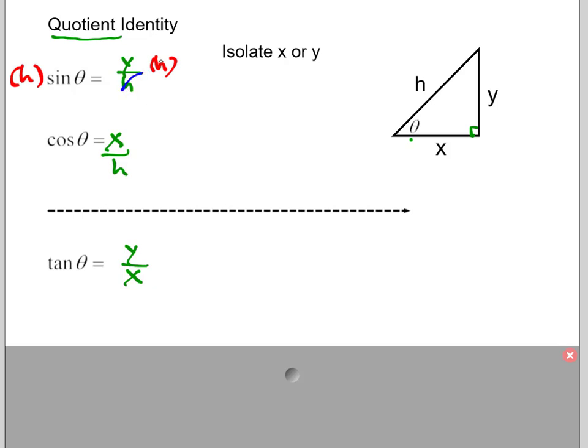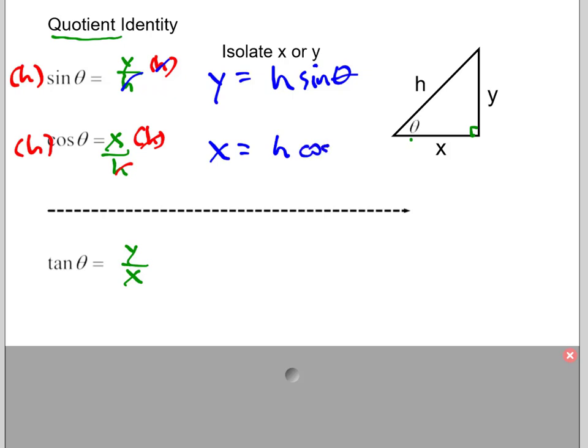And then these h's will cancel, and I'll be left with y equals h sine theta. And I'll do the same thing down here. I'm going to multiply both sides by h. These will cancel, and I'll be left with x equals h cos theta. And now here's where it gets a little bit different.